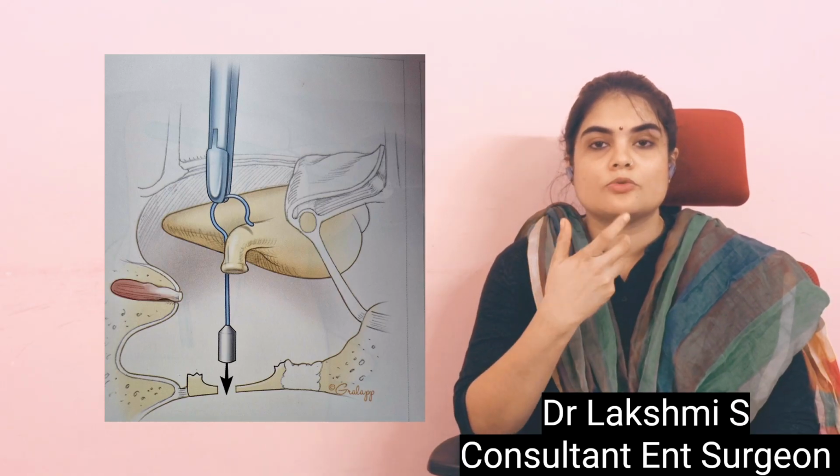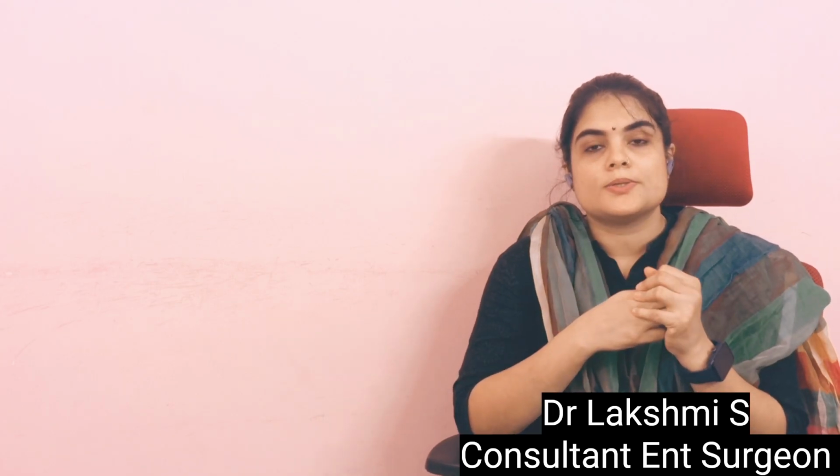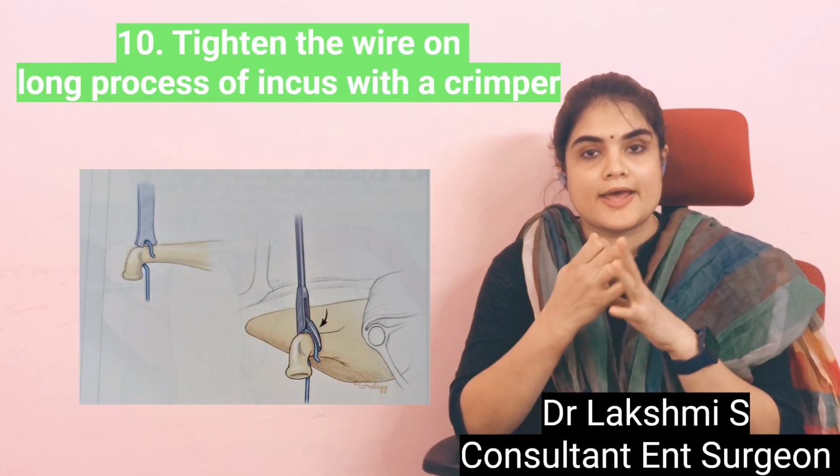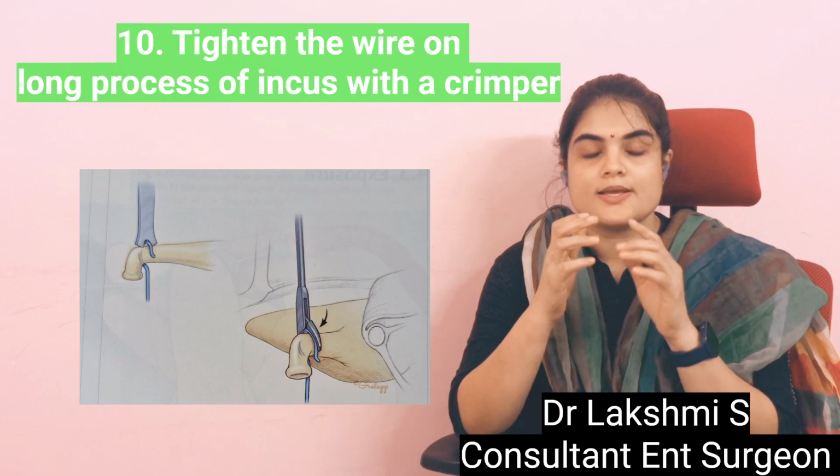Then you have to tighten the loop around the long process of the incus, using a crimper. So you have to initially tighten it at the narrowest part of the long process of the incus. Then it can be moved proximally to get a proper angle.